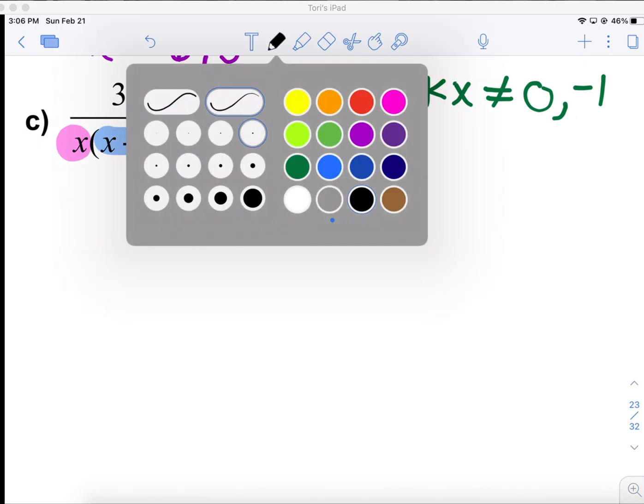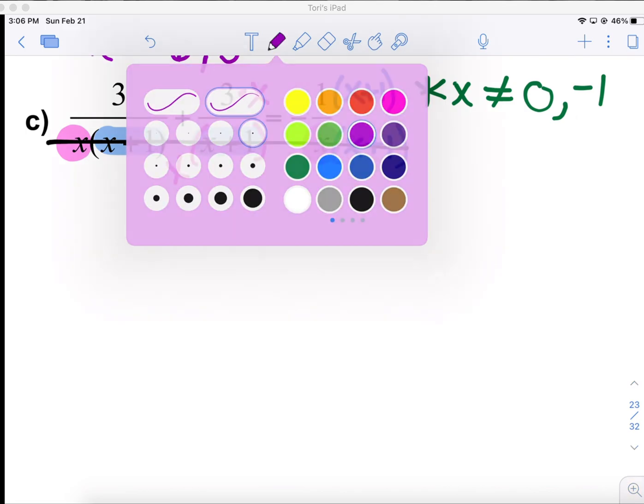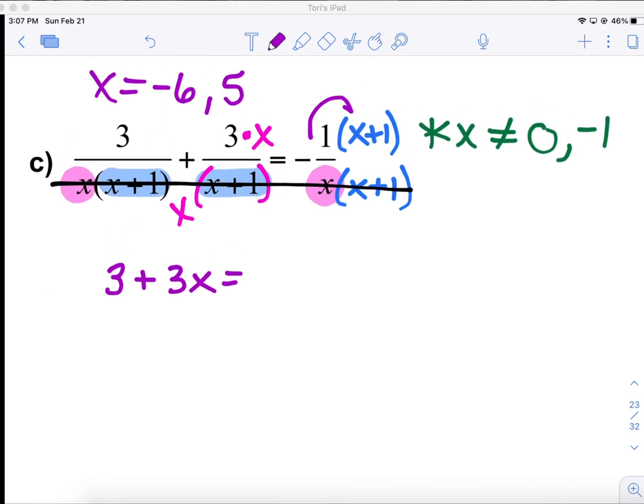Okay? Now that everybody has both pieces, I can strike through my fraction and write down what I have left. So 3 plus 3x, and then on this side, don't forget that this is a negative 1. So I've got to distribute the negative and the 1. So negative x minus 1, okay? All right, basic single variable, nothing quadratic, so we're going to get all the x's to one side. I'm going to move this x over here by adding it. That's 4x. I'm going to move this 3 to this side by subtracting it. That's a negative 4. Divide both sides by 4 gives me negative 1.